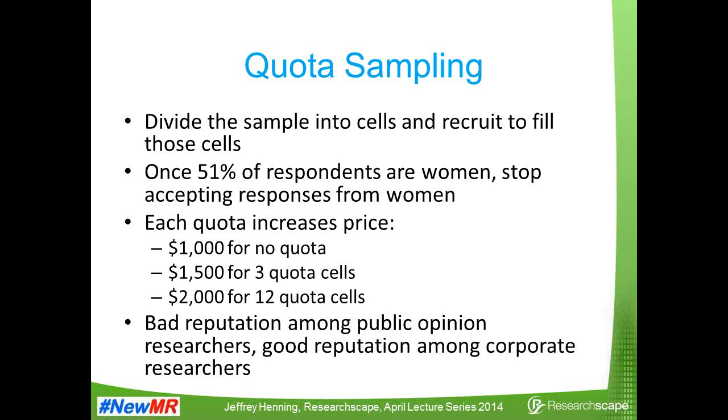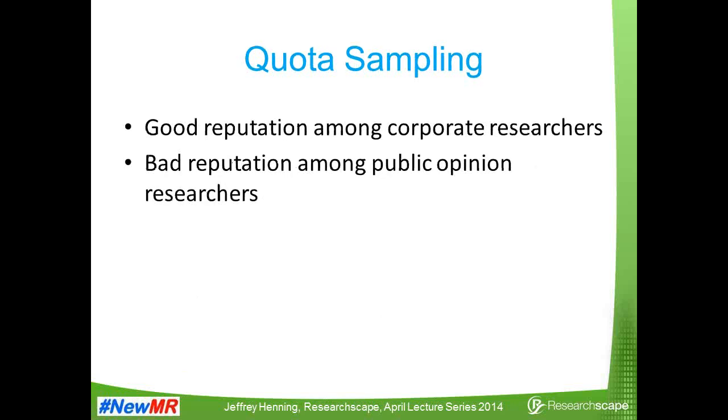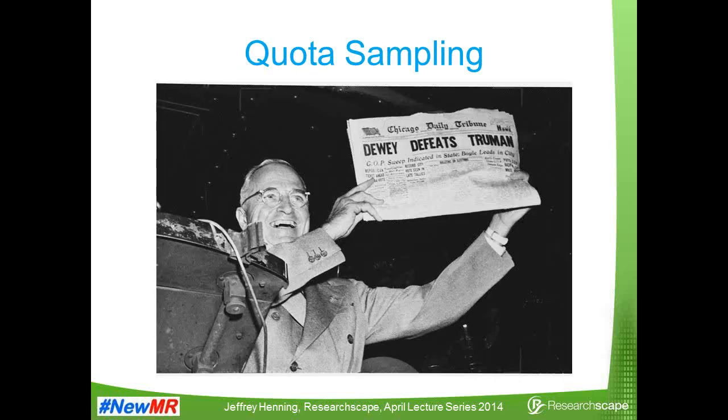So public opinion researchers don't have a great opinion of it, but most corporate researchers seem to have a pretty good opinion of quota sampling. And I think the reason for this goes back to Dewey defeats Truman in the U.S. So President Truman was reelected despite that headline. Prior to this election, quota sampling had been a pretty accurate method of predicting presidential results. This was looked at as a failure of quota sampling.